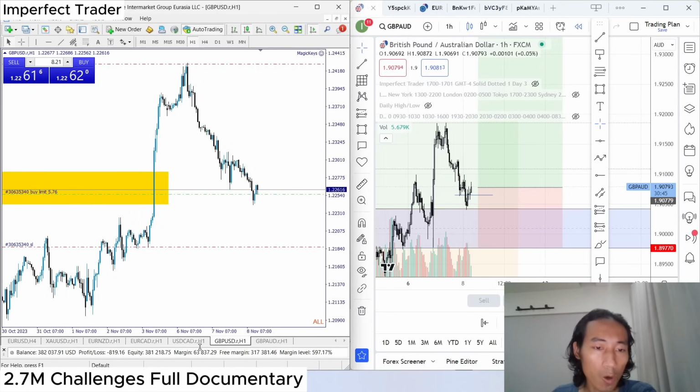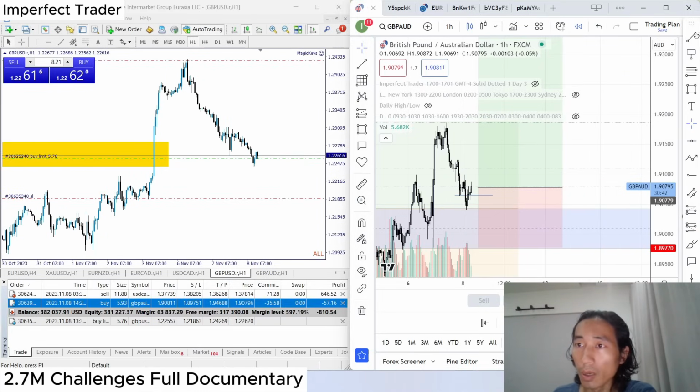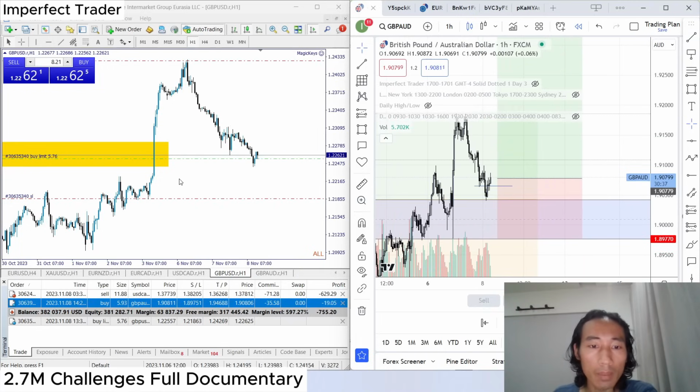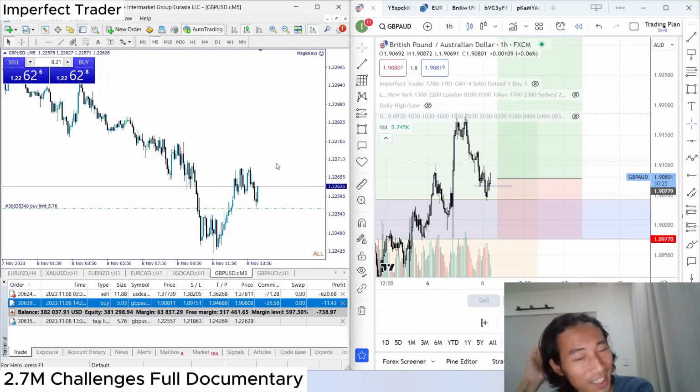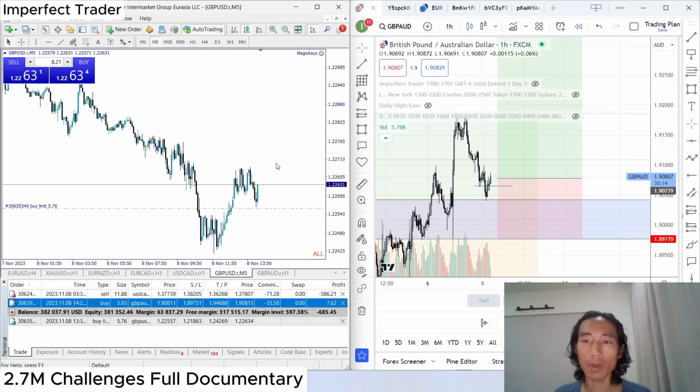So I just opened a market order on GBP/AUD, and the buy limit on GBP/USD is not really triggered. Price traded very close to it, but not triggered yet. Anyway, let's see how things unfold. We have our two open trades and one pending order. All right.